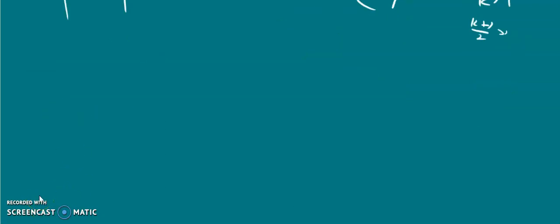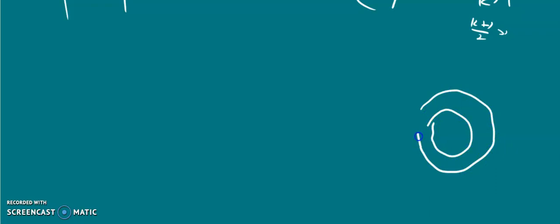Now we can do some problems. I will read the question. A spherical capacitor has an inner sphere of radius 12 cm and an outer sphere of radius 13 cm. Now the outer sphere is earthed. So this has a radius of 12 and this has a radius of 13. The outer one is earthed.